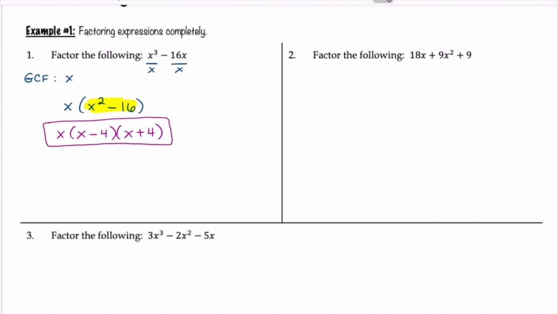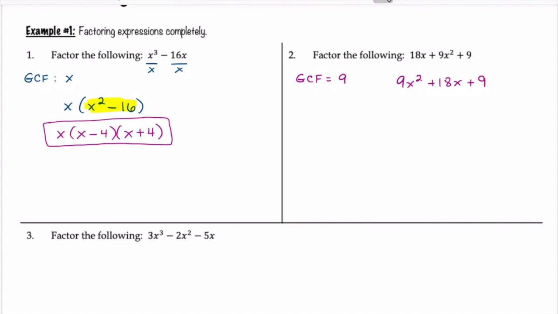Let's look at number 2. Same kind of process. I want to first identify, if possible, a GCF. Do I have a common factor? But let me slow myself down. Before I do that, let me just rewrite this in standard form. So let's put the x squared term first, followed by the x term, followed by the constant, just so I have it in standard form. So now looking at that, is there a GCF?